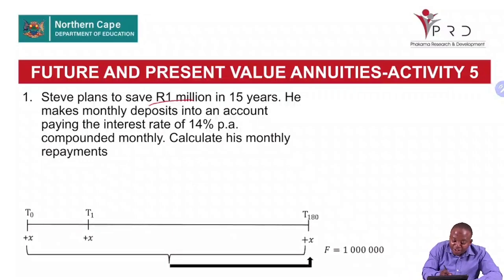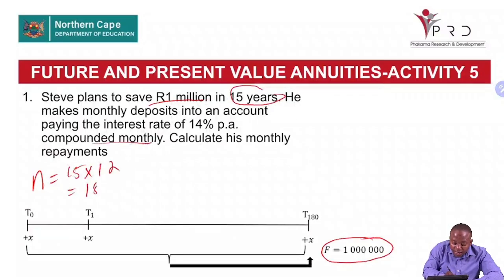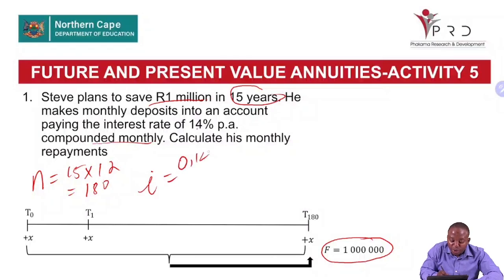So he plans to save 1 million. So we are going into the future. So our future value there is 1 million. For how long? For 15 years. So the number of payments will be 15 multiplied by the compounding period, which is monthly. We get 180. He makes the deposit into an account at an interest rate. So our I, we have 14 there. So it's 14 divided by 100, which is 0.14, all over the compounding period, which is monthly, divided by 12.